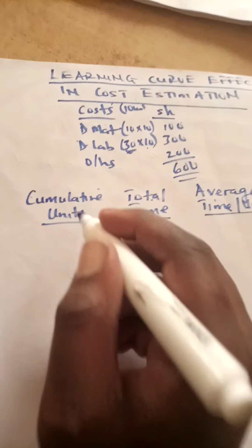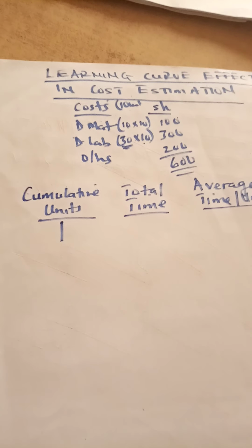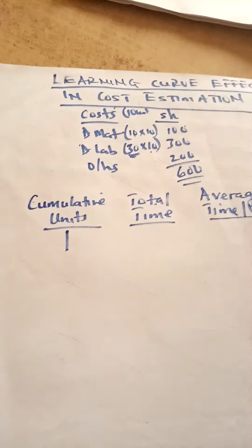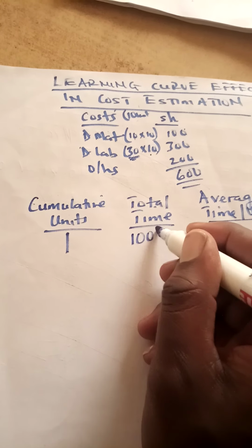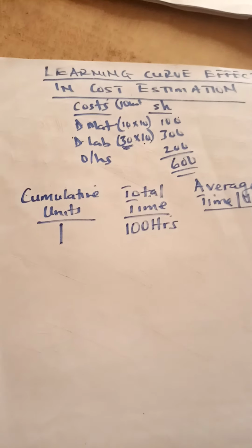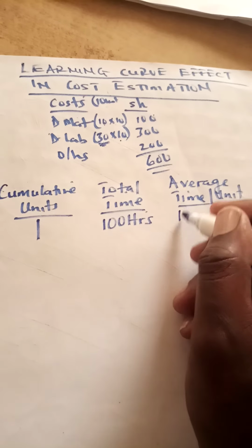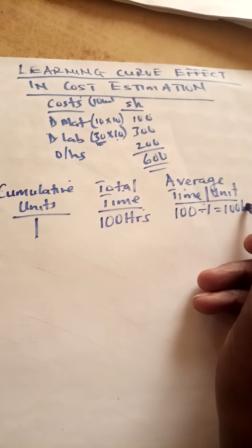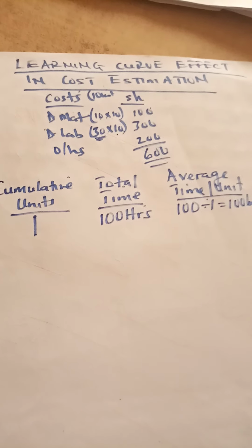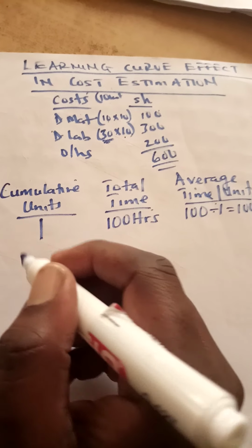So the effect states that if you tell the laborers to make the first unit, cumulative units is all of them, so by the time they have made the 1 unit, you might find that they have taken 100 hours to make that 1 unit. So it means the average time per unit is, since it is the only one, 100 divided by 1, the average time is still 100 hours. But now tell them to make 2 units cumulatively. That means the first and the second.